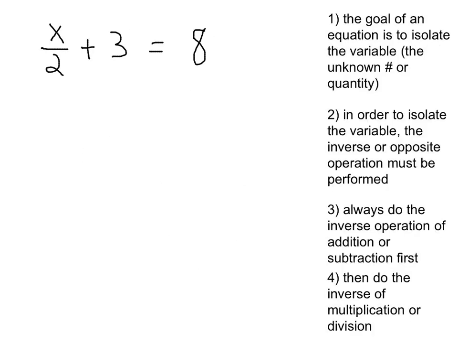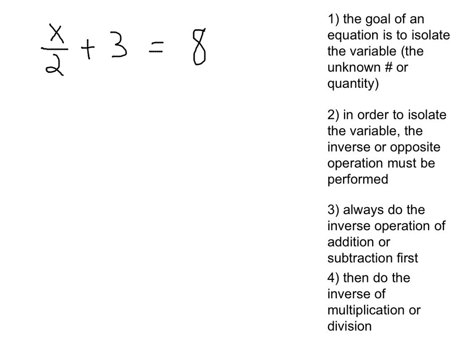Now let's look at another two-step equation. Again, this is a two-step equation because there are two operations. We have addition right here, and we have division right there. So those are our two operations. Now remember, this is an equation because it has a variable or unknown number or quantity we need to find. In order to get this variable of x by itself, we have to do the inverse or opposite operation.